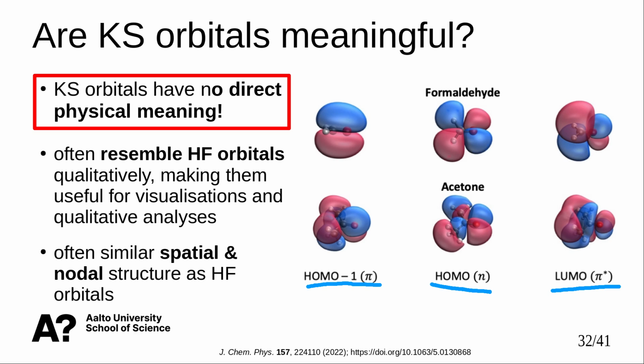Furthermore, they often match quite well with the spatial and nodal structures of Hartree-Fock orbitals. So the positive and the negative layout usually matches quite well. So we can also use Kohn-Sham orbitals to get some meaningful information, which we also do in the tutorials. Plotting those can give us some information. It's more on the qualitative side and not from the quantitative perspective. However, it still provides information.